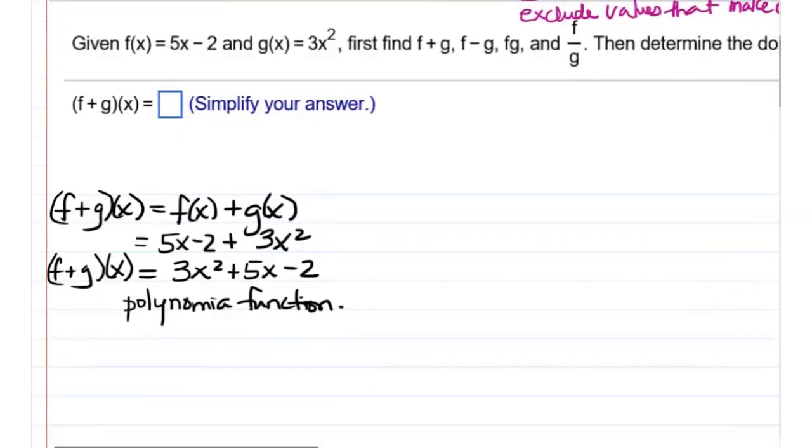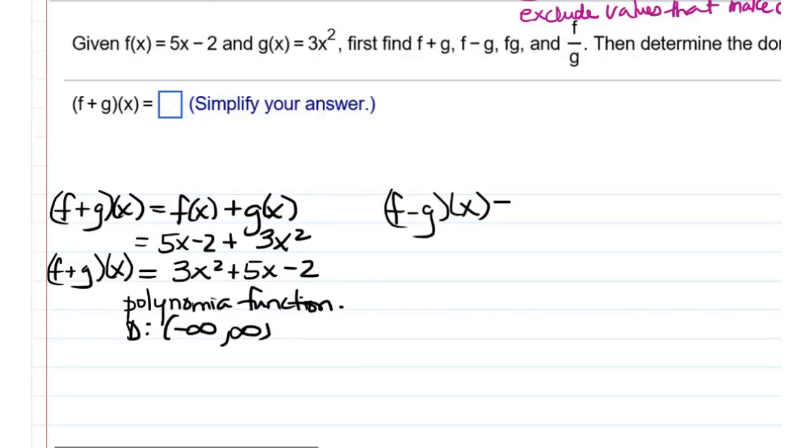In other words, there's no x value that will cause a problem. It's not going to cause division by 0. It's not going to cause square root of a negative. So we're allowed to use all real numbers, or in other words, in interval notation, negative infinity to infinity is the domain.